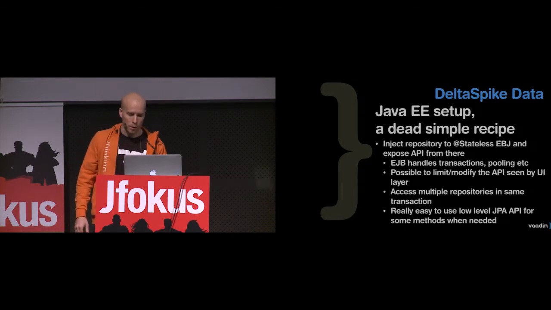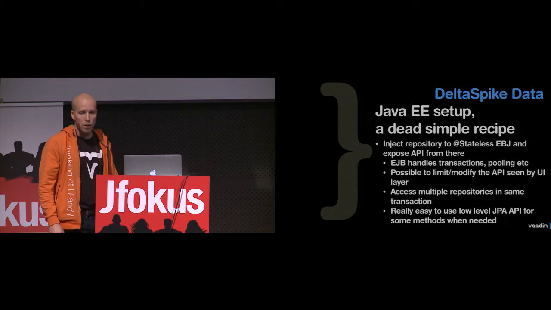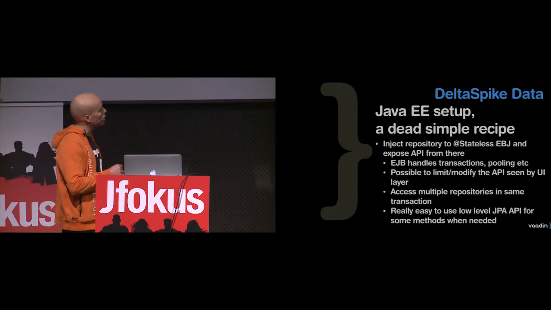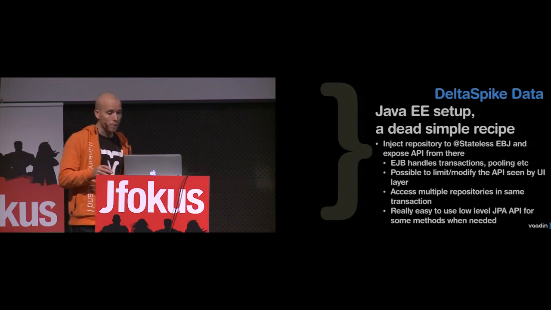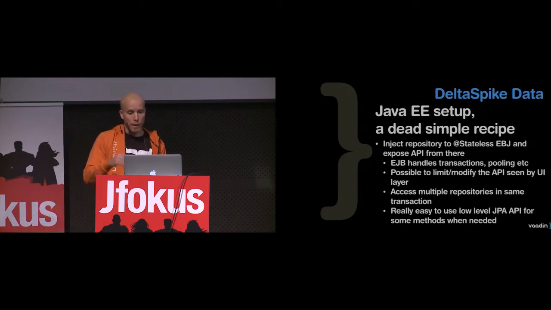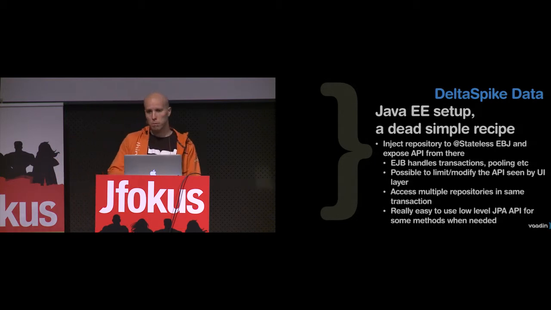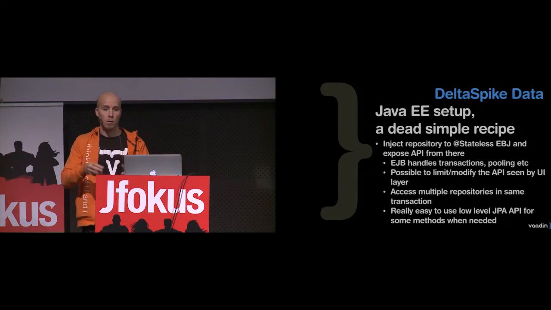So practically I'm using this stateless EJB there, still the same. It can also inject the entity manager if you want to do some low-level code there as well. But the EJB is doing all the transaction management, and it's doing all the pooling if you have lots of usage. And because you have this EJB in front of your repositories, you can also limit or modify the API that is seen by your UI code.